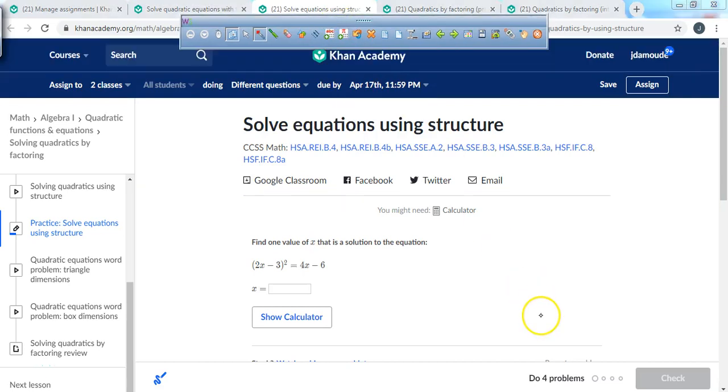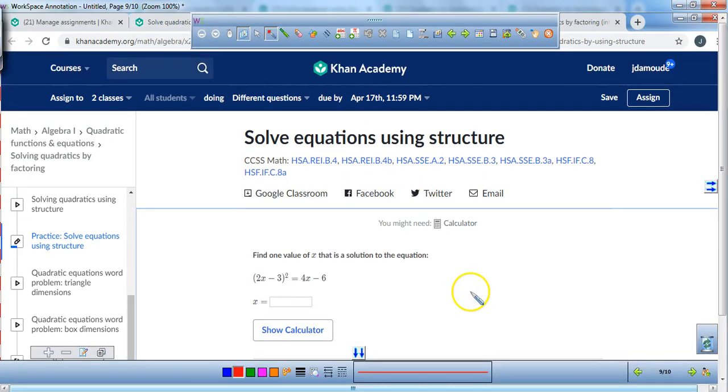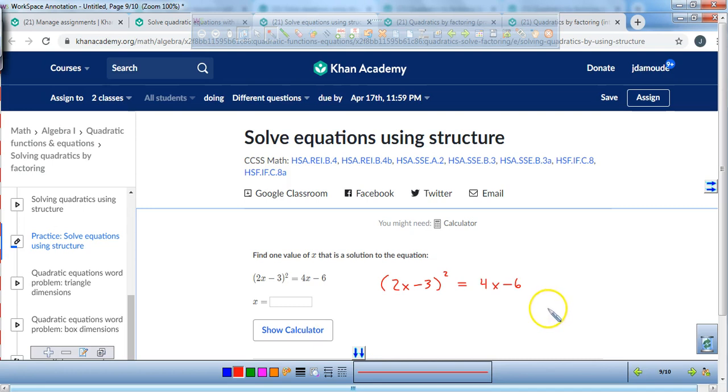Alright, this one's going to be a little bit different: solving equations using structure. So you're going to have to work with me here, and I'll show you how to do this. Right now, we're going to take a look at (2x minus 3) squared equals 4x minus 6. Not factored yet. Now, let's think about what this actually means.